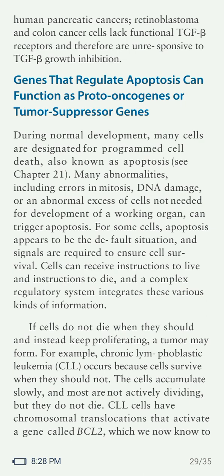Then next topic, genes that regulate apoptosis can function as proto-oncogenes or tumor suppressor genes. During normal development, many cells are designed for programmed cell death, also known as apoptosis. Many abnormalities, including errors in mitosis, DNA damage, or an abnormal excess of cells not needed for development of a working organ, can trigger apoptosis. For stem cells, apoptosis appears to be the default situation and signals are required to ensure cell survival.